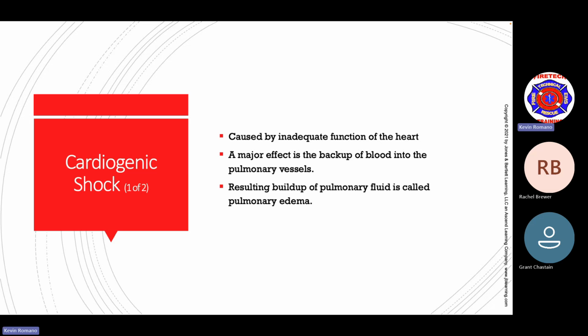All right, so cardiogenic shock, which is caused by an inadequate function of the heart or pump failure. The major effect is backing of blood into the pulmonary vessels, resulting in buildup of the pulmonary fluid. And because of this, we start seeing pulmonary edema. Right? So if we start seeing pulmonary edema, how do we treat that? What do we do at the EMT level? What can we do?